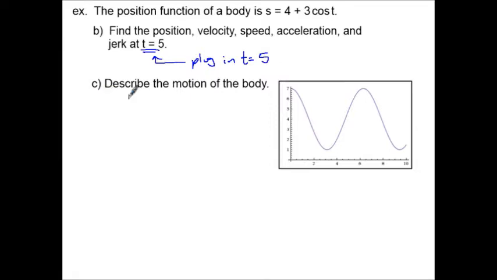Okay, then C, I actually kind of disagree with what the book does, and I think you'll like my version of it better than what the book does. Describe the motion of the body. Well, of course they won't give you this graph, but if you were to graph 4 plus 3 cosine t, the center line ends up being 4, which is your shift, and then the amplitude is 3, so it goes up to 7 and down to 1, and cosine starts at the top of the curve and then just oscillates between those.